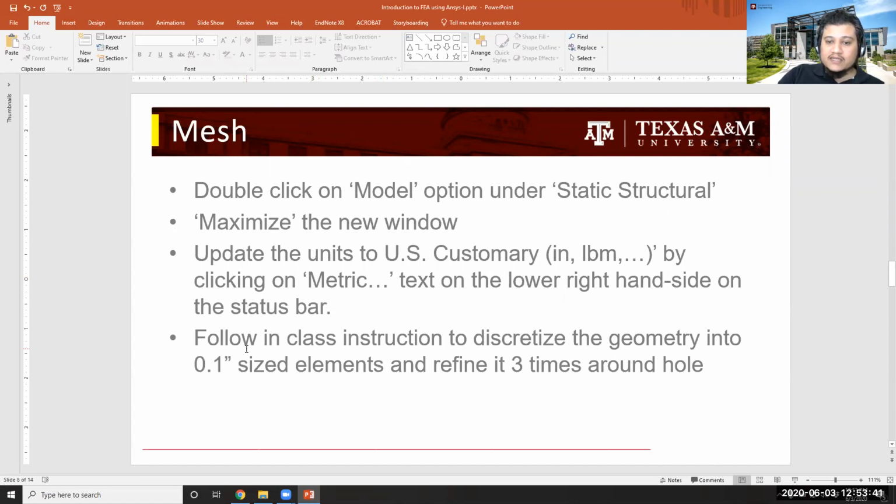Then the things which we need to assign is, we need to follow my instructions to discretize, a thing called discretization. I'll explain it while I go through it in a little while. We'll discretize the geometry, whatever geometry we have, into elements of sizes of 0.1 inches. And we will refine these elements up till 3 times around the hole. How to do that and what it is, let's go through it now.